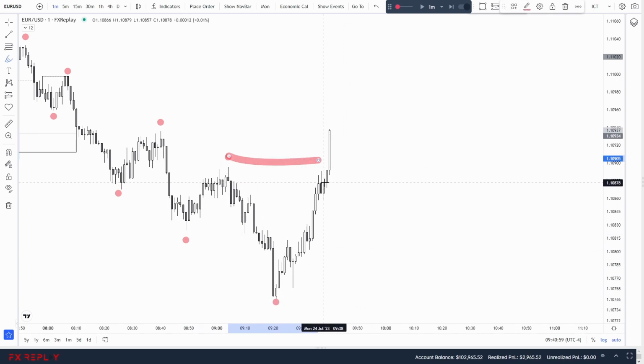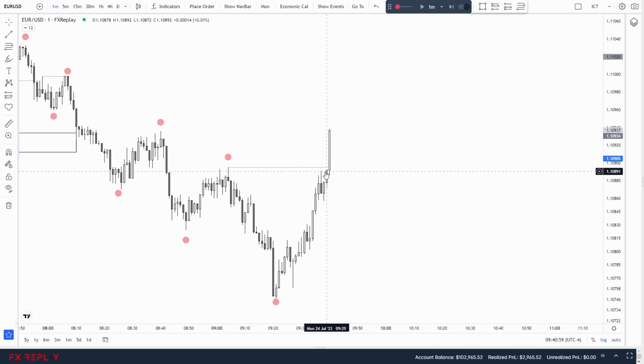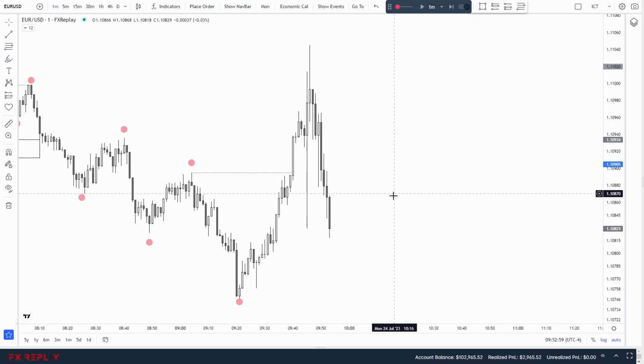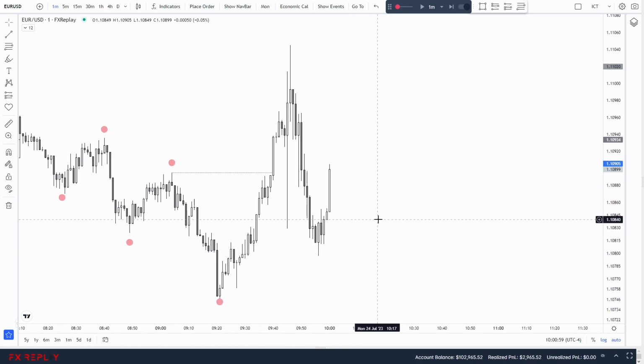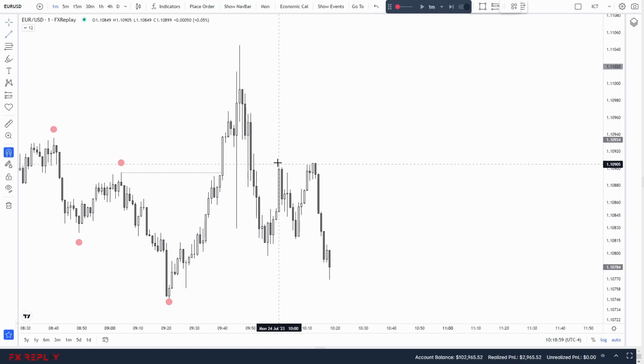And this is where our structure shifts. And now we can assume that we are bullish. We just had a really explosive move, but we are still respecting that low that we created. So we are still bullish at this point. And now it does seem like we are starting to flip bearish again.